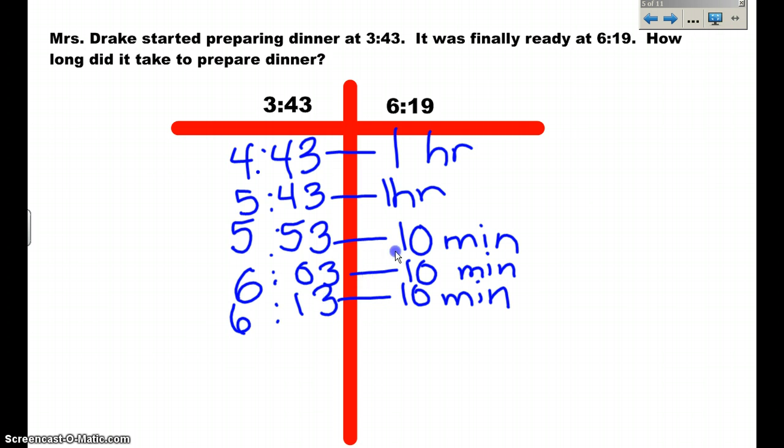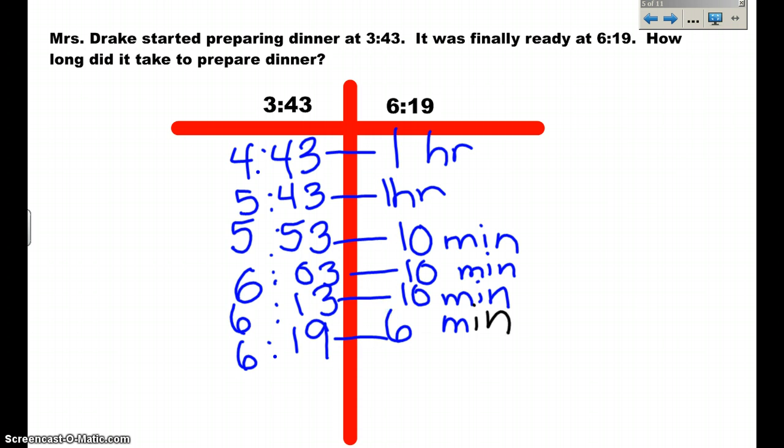And my next would be 23, which is too many, so I'm just going to go ahead and write down 6:19. So how long is it from 6:13 to 6:19? You got it. That is 6 minutes.